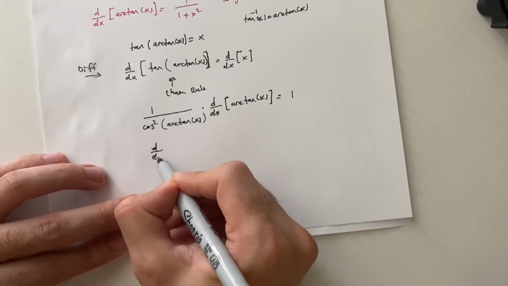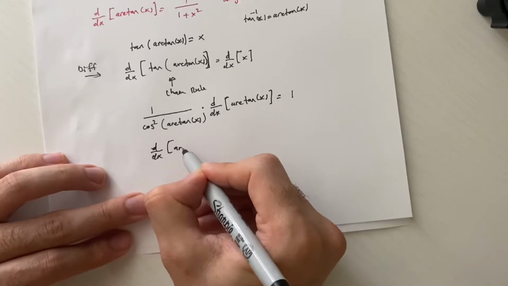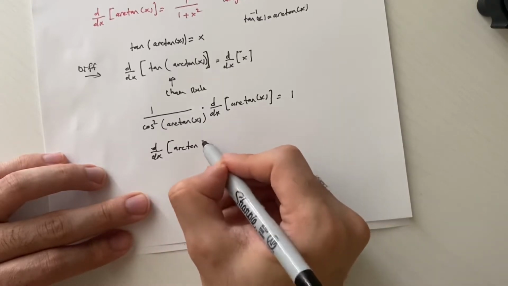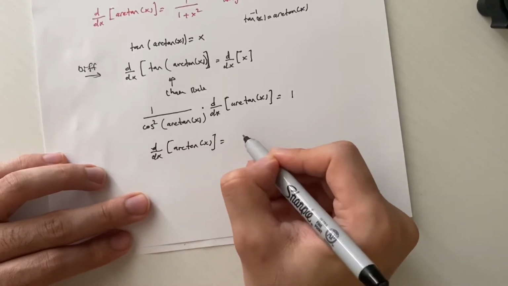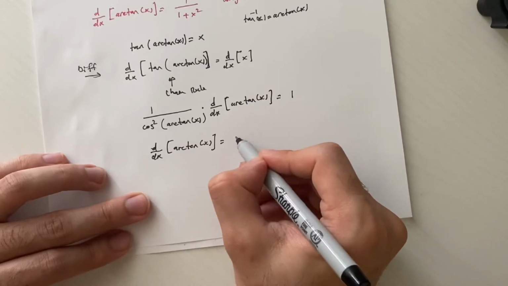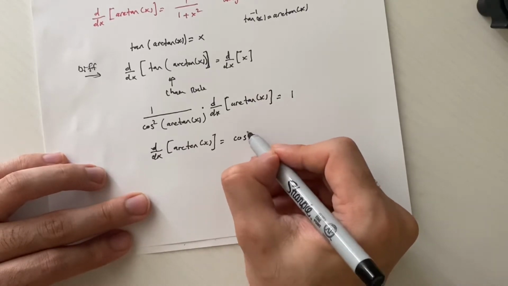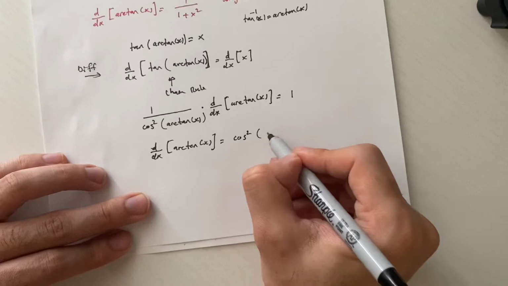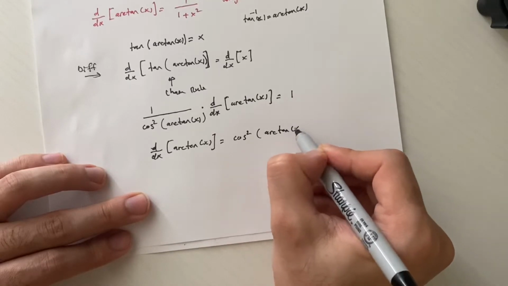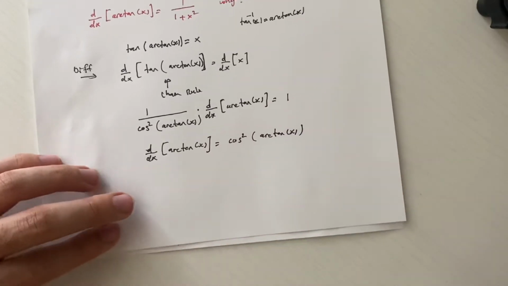Now what we want to do is move the term 1 over cosine squared to the other side. So I'm going to multiply both sides by cosine squared of arctan of x, and then the right side will be just cosine squared of arctan of x.